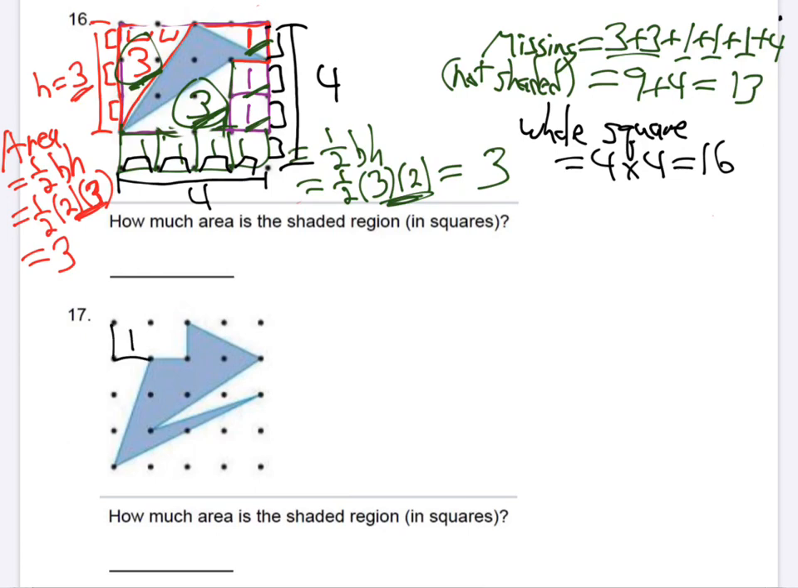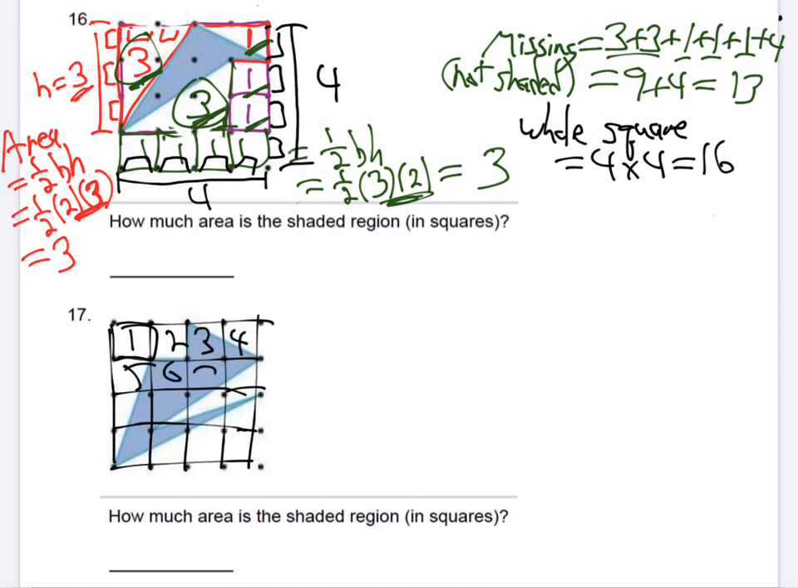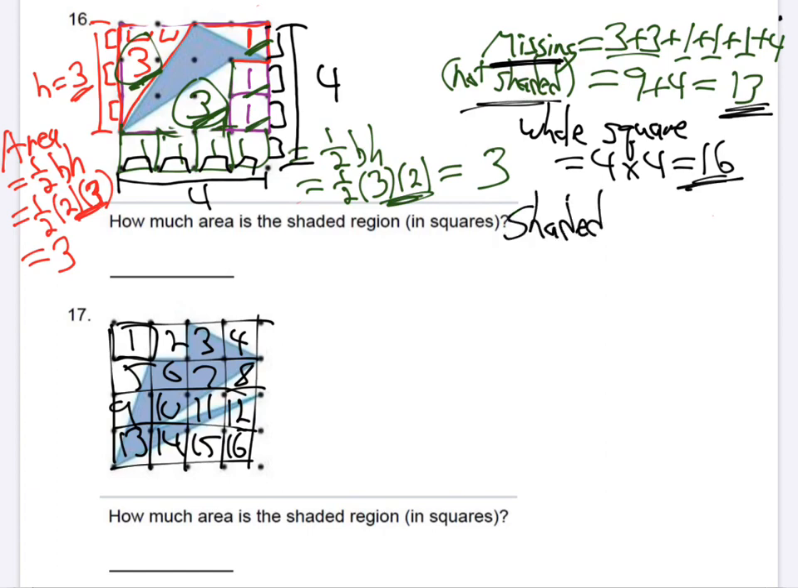If we just filled in every line and counted all the squares for this diagram or any of them, there's 1, 2, 3, 4, 5, 6, 7, 8, 9, 10, 11, 12, 13, 14, 15, 16. There's 16 total squares. Whole square, 16, and 13 of them are missing, not shaded. So the shaded must be the 16 total squares minus the 13 that are not shaded. That must mean exactly 3 are shaded.